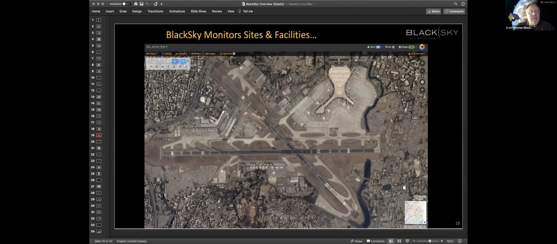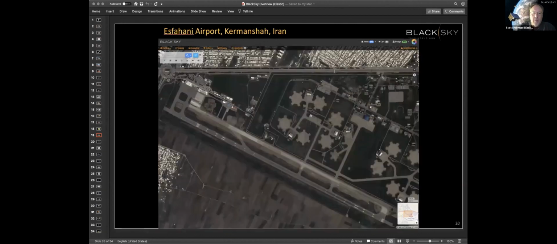So again, it's this idea of what kind of things can you monitor? We monitor activities, but we also monitor very specific sites and facilities. So think airfields, think ports, think critical infrastructure or energy facilities, oil refineries, offshore platforms, urban centers, sports venues, anything that is kind of fixed on the earth and has some change related to it is something that we can take pictures of and track. So here's some other examples.